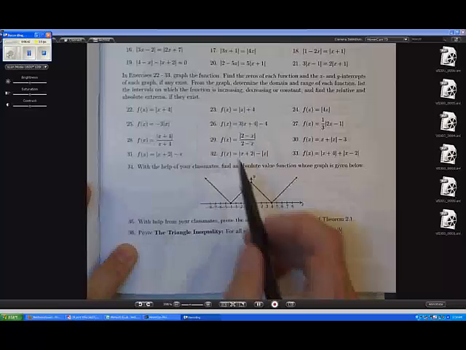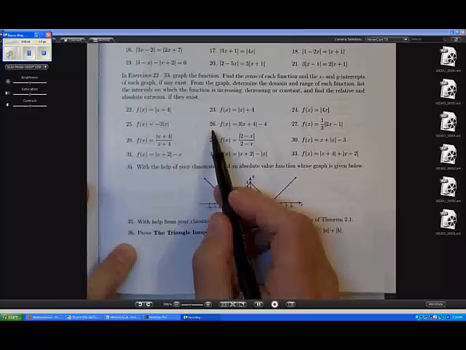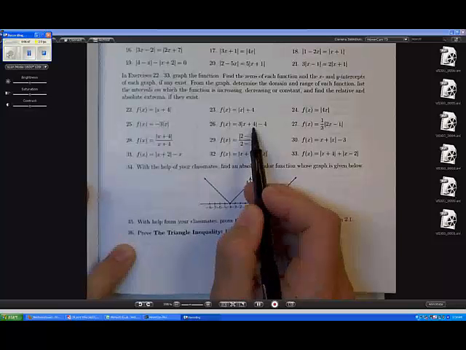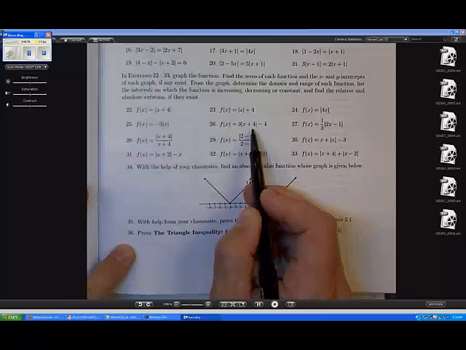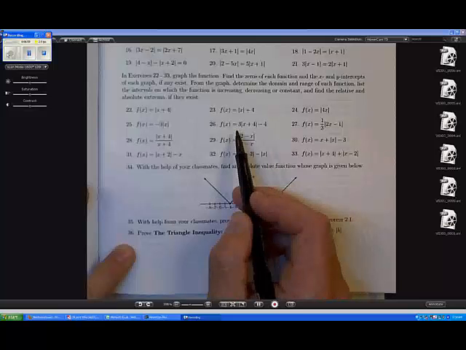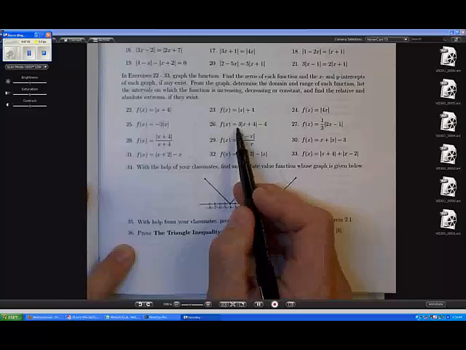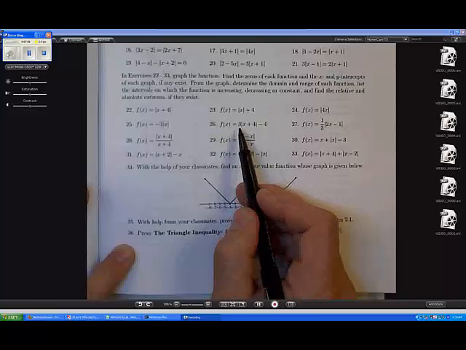When it comes to something like 26, first I work on this guy, the input. What's that do? That's what kind of shift? Horizontal shift. Which way? To the left, 4. And then this guy and this guy work on the output. I'll do the 3 next. The 3 is a vertical stretch. Yes, question?